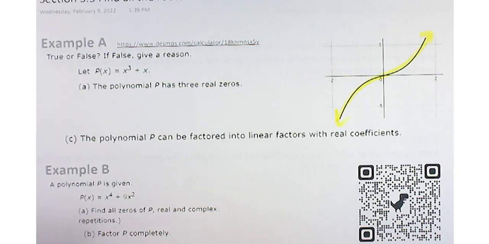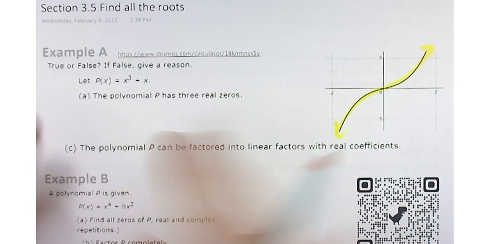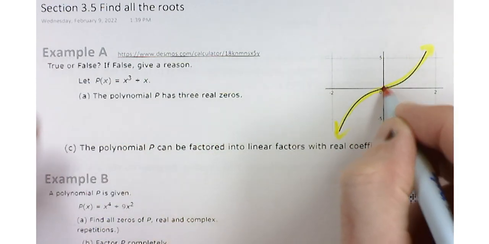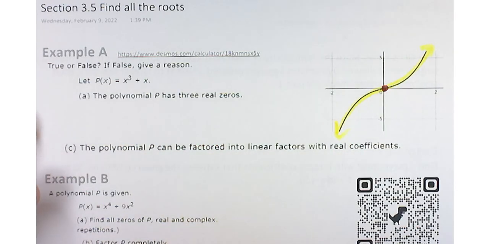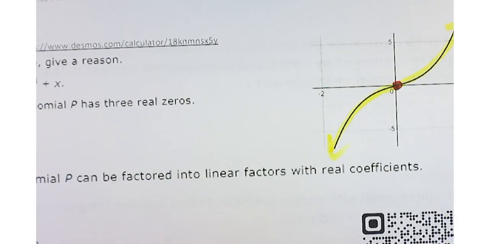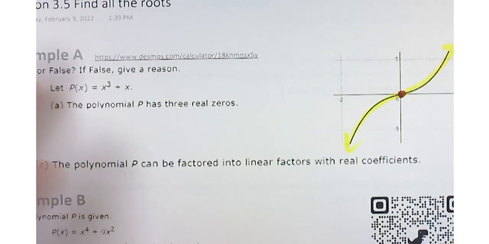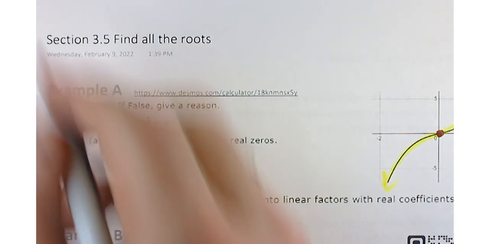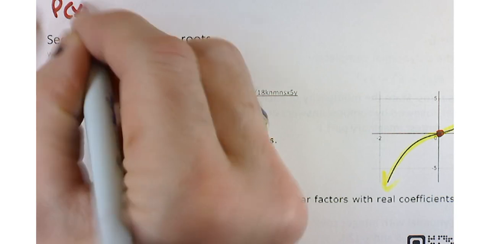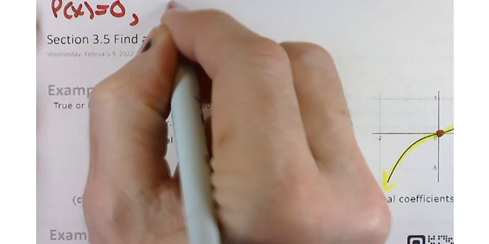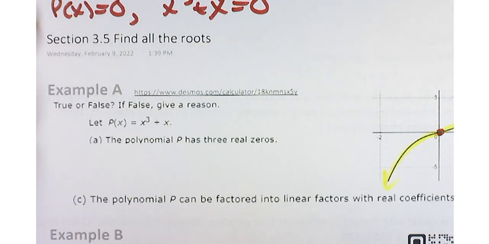When I'm looking for the roots, I'm looking for where the graph crosses the x-axis. I only see one. Does that look like a bounce, wiggle, or straight through? Wiggle. It looks a little like a wiggle, but let's see if it really is. If I want to find where these roots are, I could set p of x equal to 0. That would mean x cubed plus x equals 0.